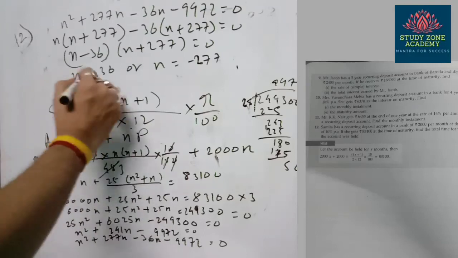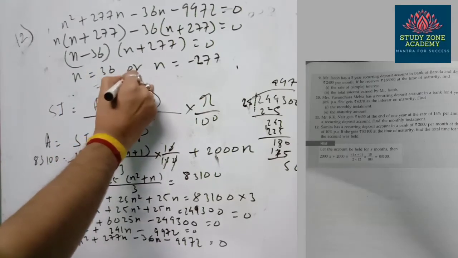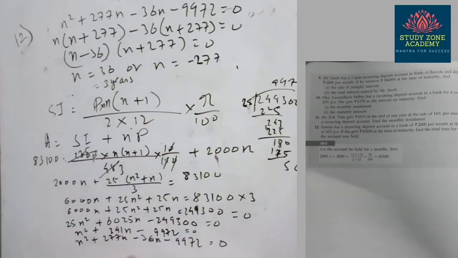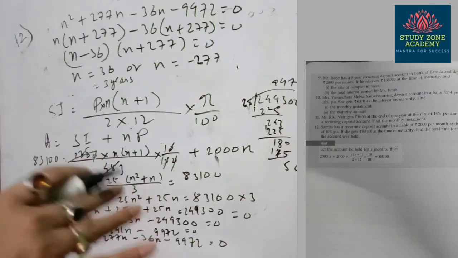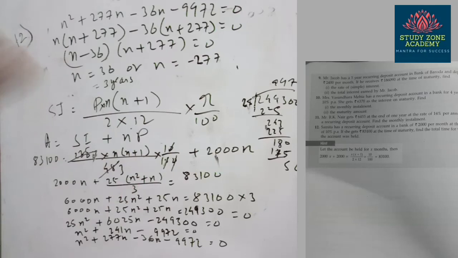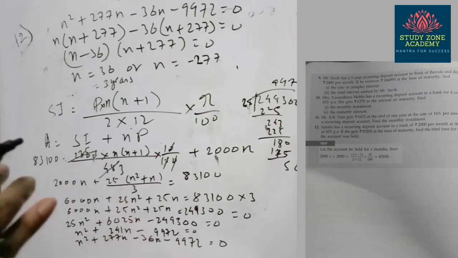That is 3 years. You need to write that statement. If you're not writing that statement, you're not getting any marks. I'm repeating the statement. You need to write, since time period x months cannot be negative, therefore time is equals to 36 months. That is equals to 3 years. I hope it's clear.